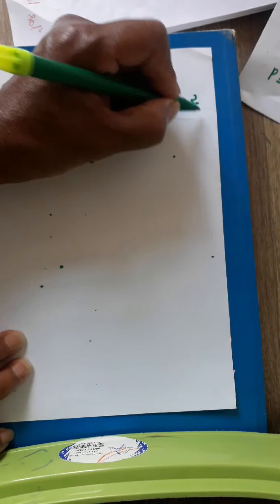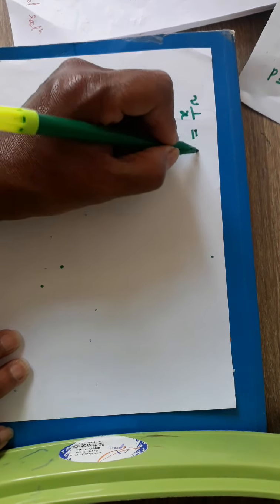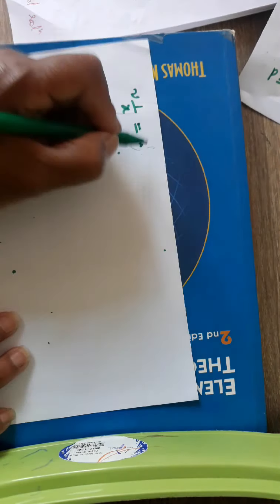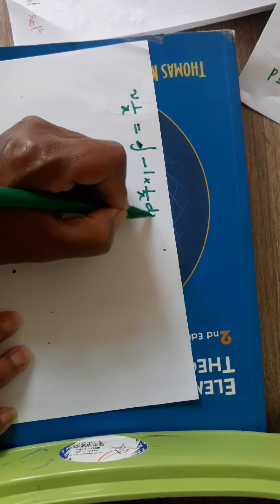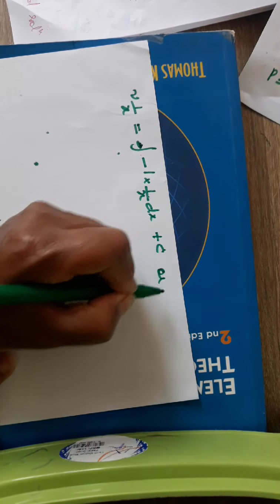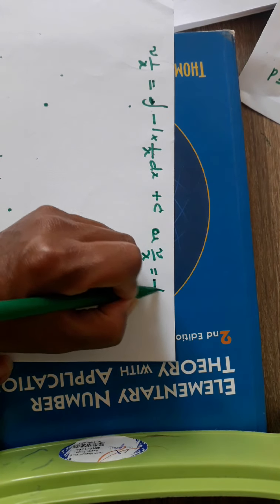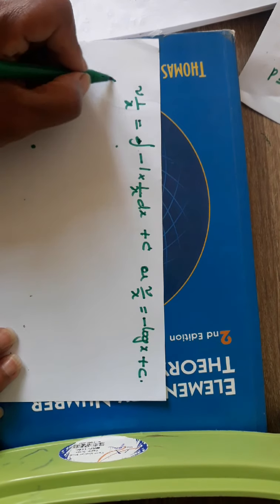What we get is v into 1/x; the left hand side will always be v times the integrating factor, equal to the integral of Q, which is minus 1, into 1/x dx plus c, or you can write here v/x is equal to minus log x plus c.